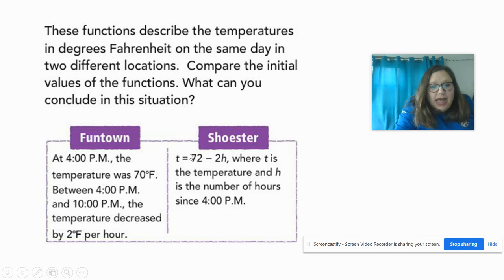But this means that it's always going to be warmer in Schuster. It's always going to be just a little bit warmer because they have the same slope. But Schuster's always going to be a little bit higher of a temperature because even if they're decreasing at the same rate, that one's always going to be warmer because it had a head start of 2 degrees.